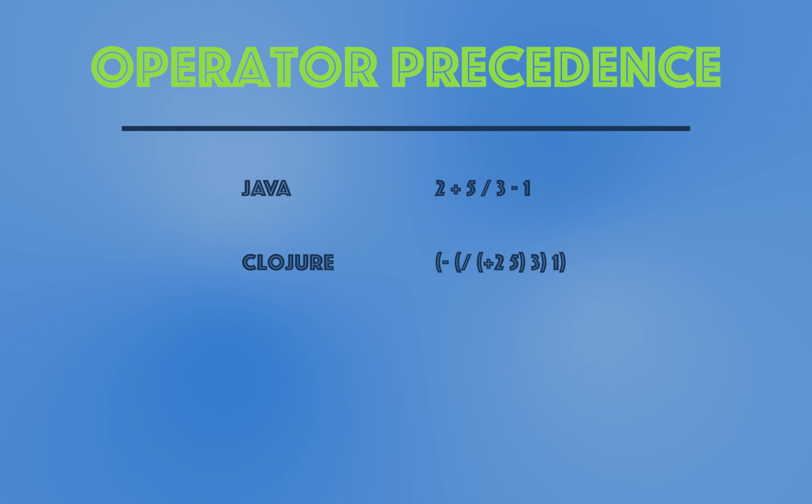So that's it. Operators are quite simple and quite obvious in Clojure, but they do contain pretty much everything we will need for a general purpose language. So that's it for this lecture.